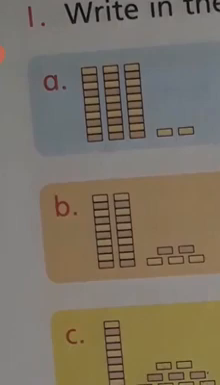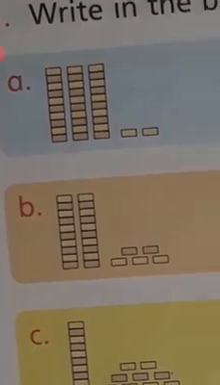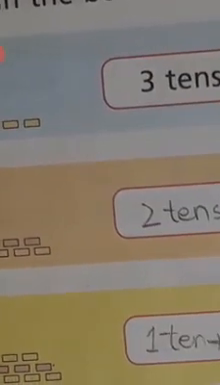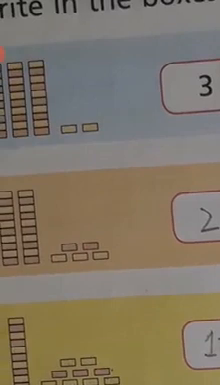Got it? So, how many tens are there in question 1? 1, 2, 3. There are 3 tens. So, 3. After this, you have to write tens, T-E-N-S. Now, how many ones are there? 2. 2 ones, O-N-E-S.